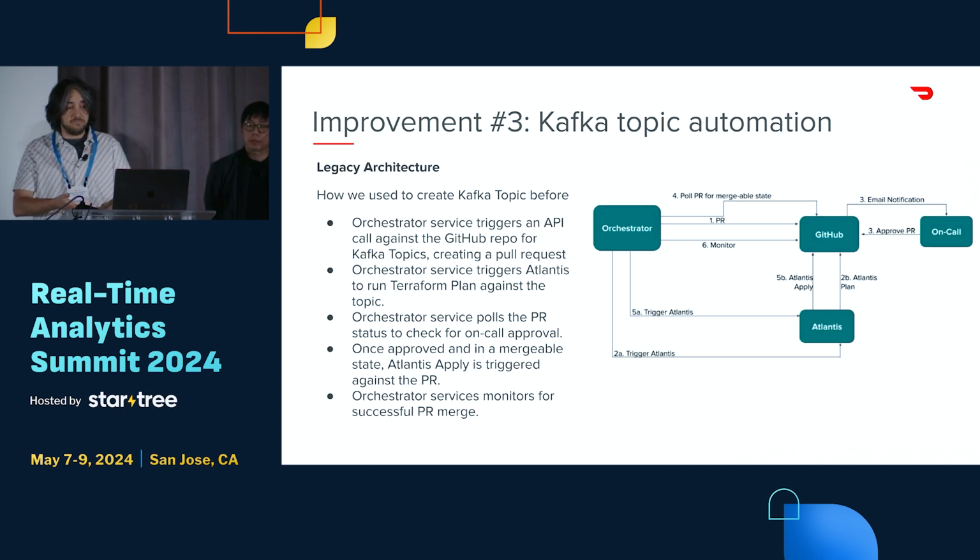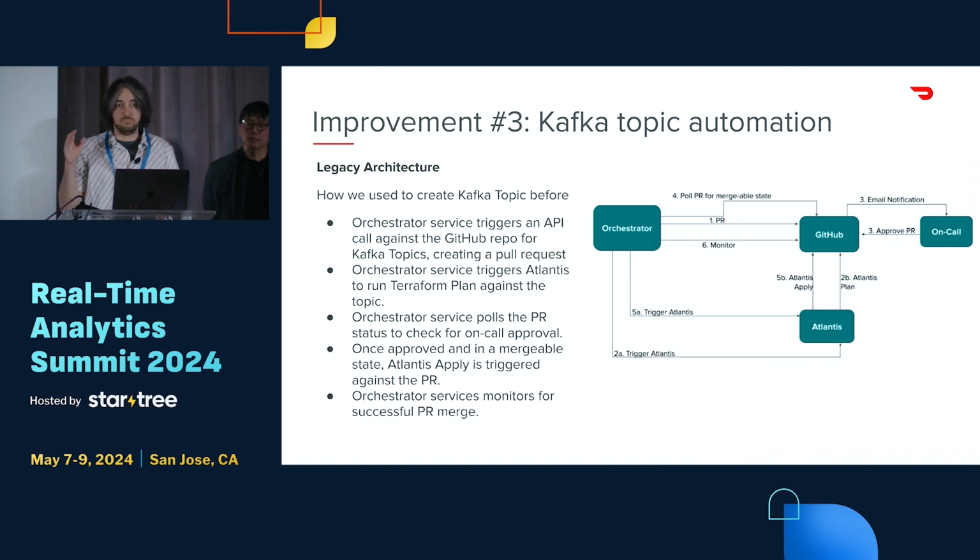The next item on the list: I was talking about a lot of things, right? Kafka topic creation, Flink job configuration, everything. The Kafka topic automation needs a little bit of improvement. This is due to the legacy architecture. I'll go over it a little bit.